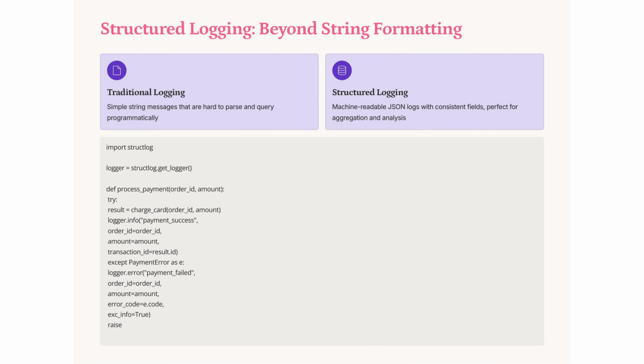Structured logging transforms traditional string-based logs into machine-readable JSON, enhancing data aggregation and analysis. Using libraries like structlog, logs include consistent fields, enabling precise tracking. For instance, in payment processing, successful transactions log order ID, amount, and transaction ID, while failures capture error codes, ensuring comprehensive error handling and insightful data analysis.